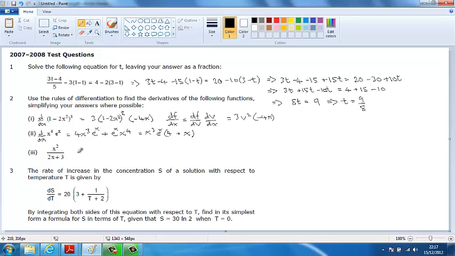Part 3, we need to use quotient rule, and the derivative of the quotient is derivative of the top function, so 2x times the bottom function minus the derivative of the bottom function, which will be 2 times the top function, all over the denominator squared.